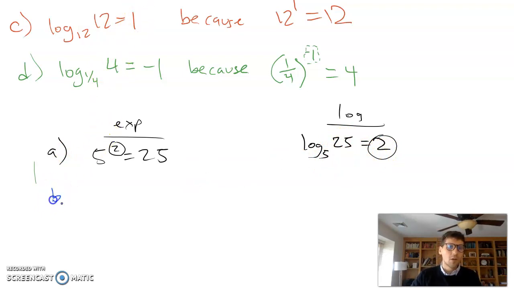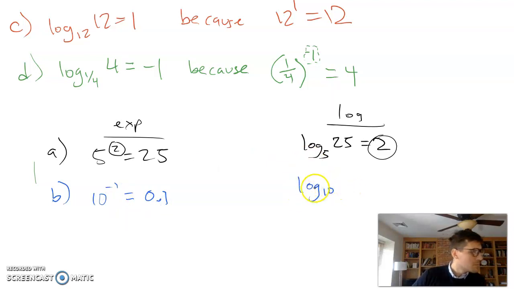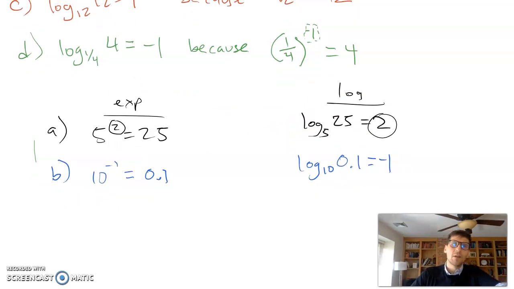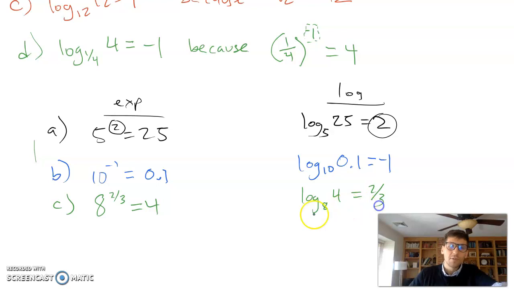Okay, B. 10 to the -1 equals 0.1. Log base 10 of 0.1 equals -1. Similar to this one up here, but going the opposite way. C would be 8 to the 2/3 equals 4. Log base 8 of 4 equals 2/3.